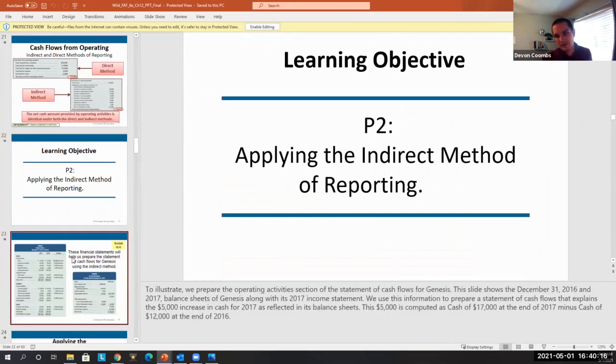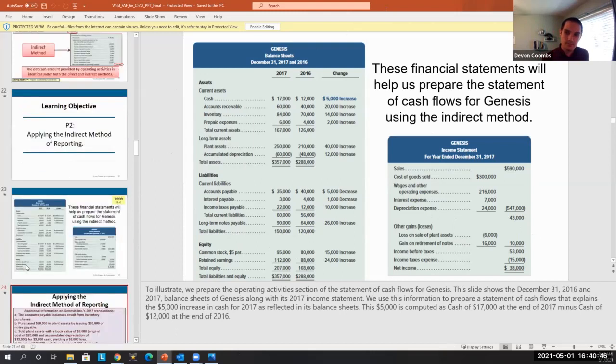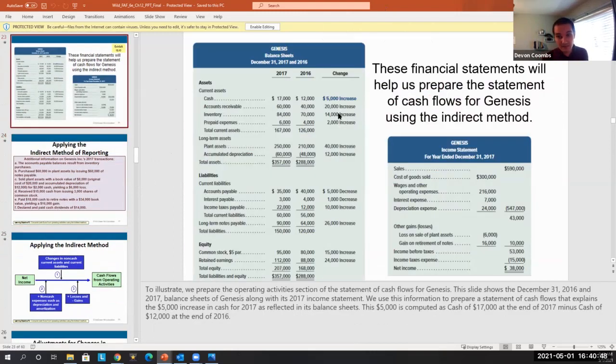So let's focus on how we do the indirect method, because that probably seemed super complex. It's really a lot easier than you think. All we do is we take the differences. So you just take the 2017 and 2016 and make a difference. So 17,000 minus 12,000, that's a $5,000 increase. $20,000, increase, 14,000. You just take the difference for all your balance sheet accounts. And then you have your income statement. And then you take these differences and you'll adjust your cash flows related to them.